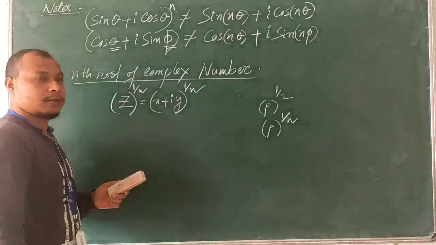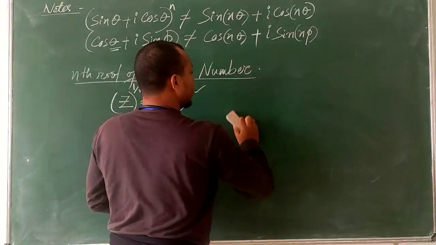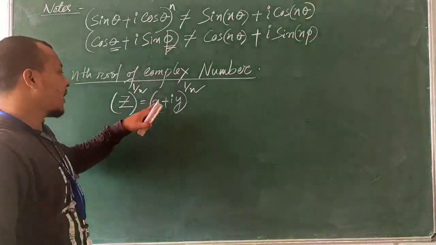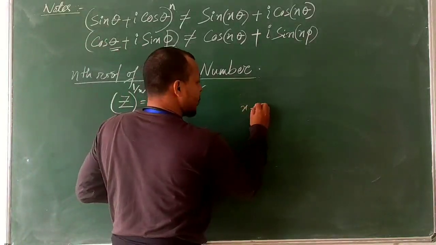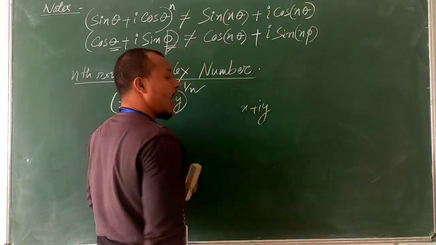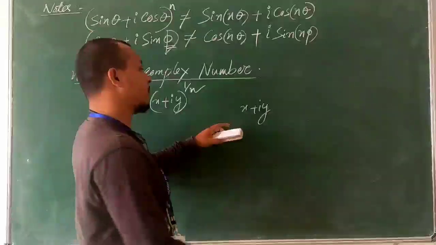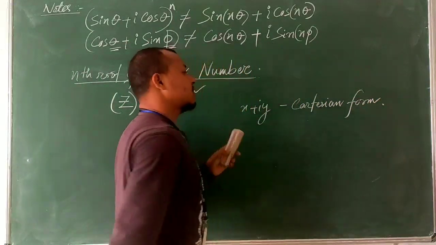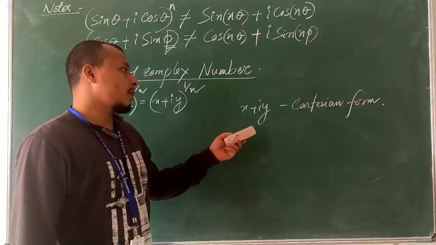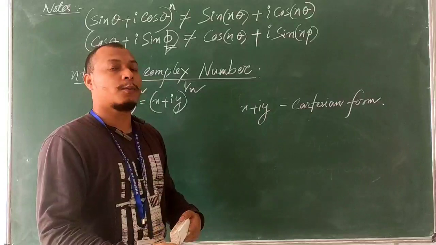Okay, the nth root of a complex number. So what is the nth root? Here x plus iy is given. This is in Cartesian form. So what do we have to do? We have to convert this Cartesian form into polar form.